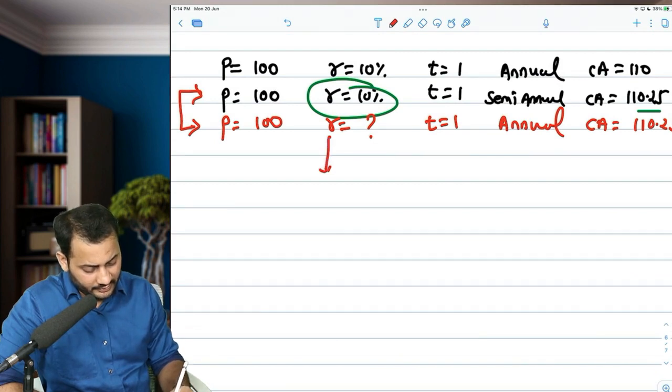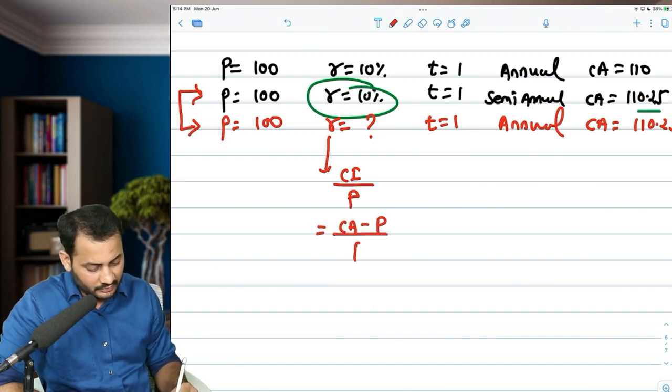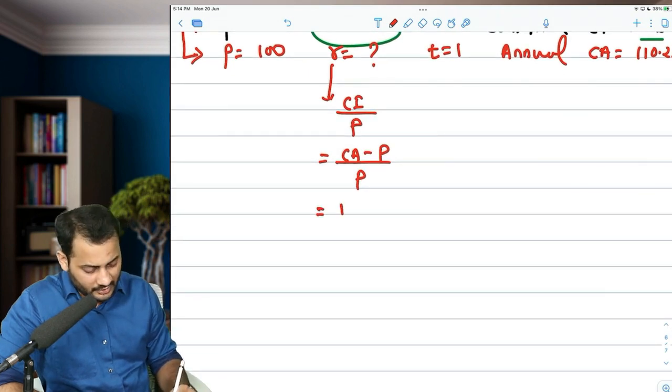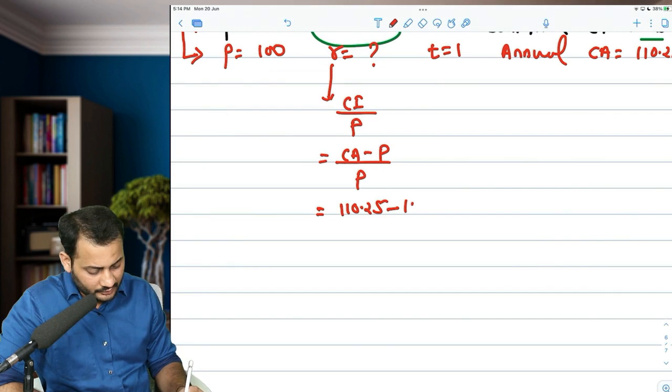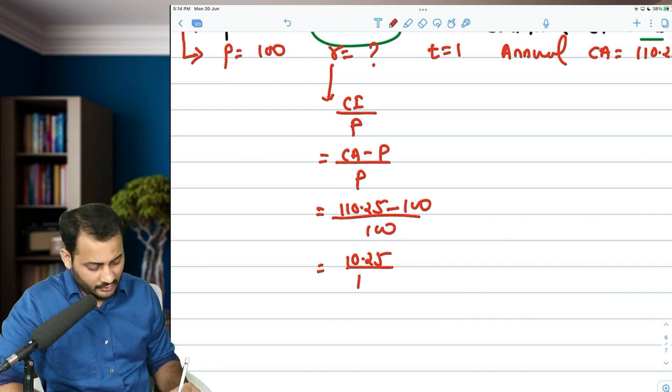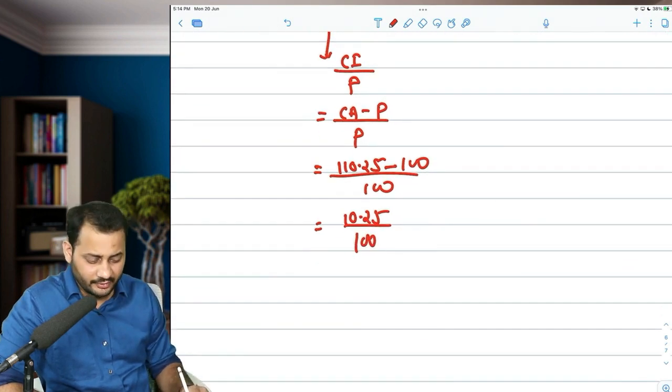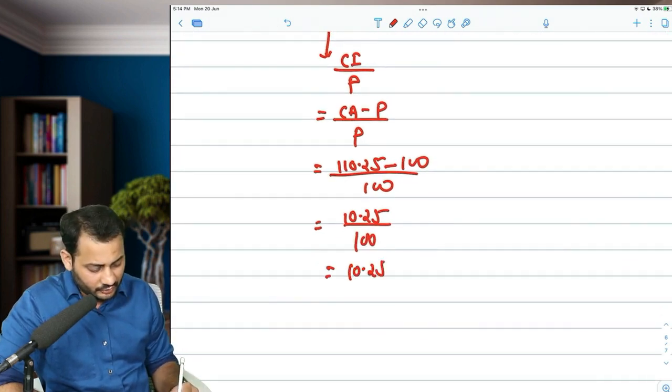This rate of interest is nothing but compound interest divided by principal. What is compound interest? The compound amount that you have earned minus principal, divided by principal. Am I wrong in this? 110.25 minus 100 divided by 100. So how much have you earned in a year? 10.25, right? On how much amount? 100 rupees. So the rate of interest goes to 10.25% per annum.